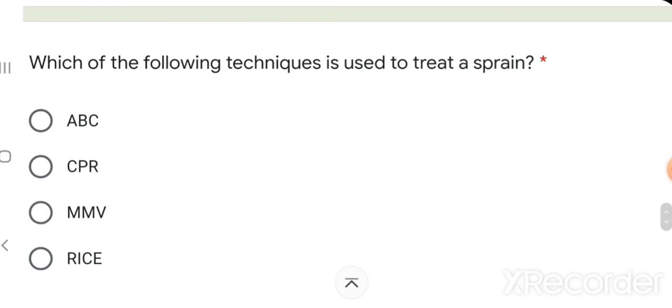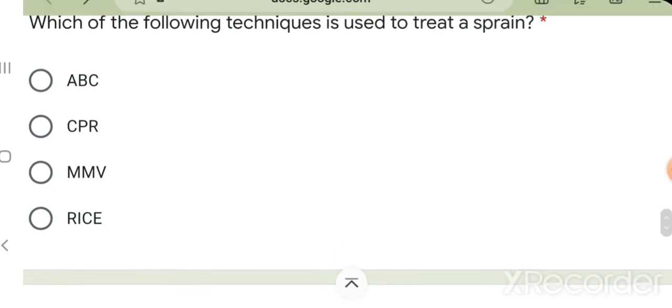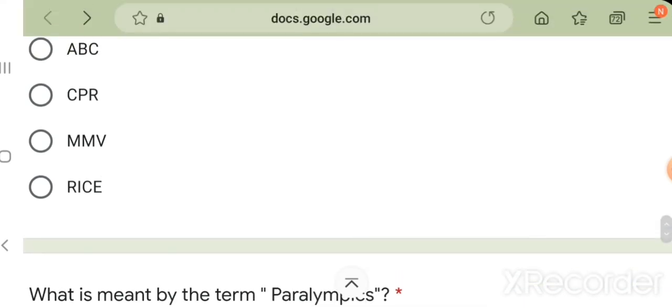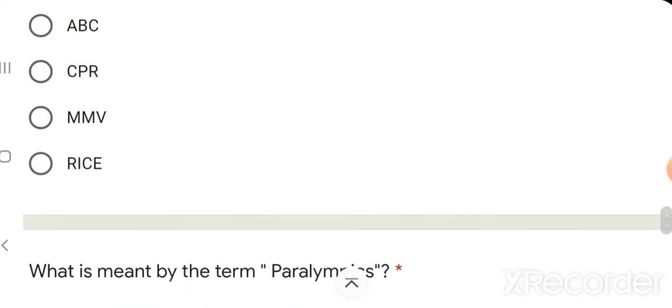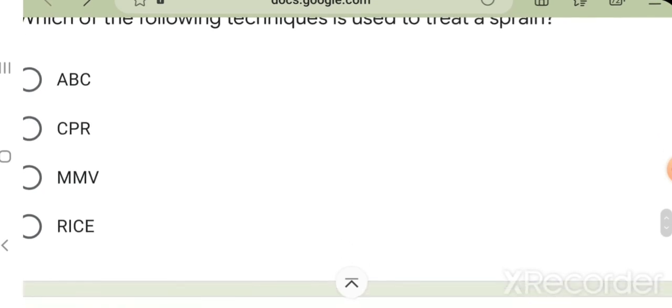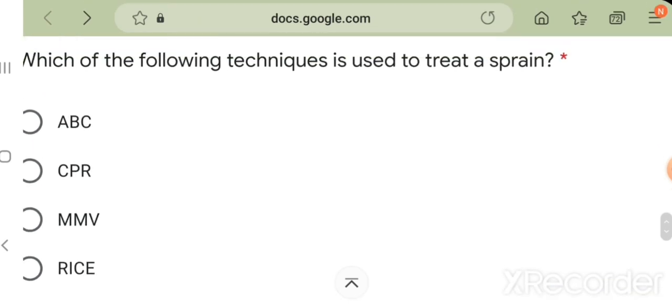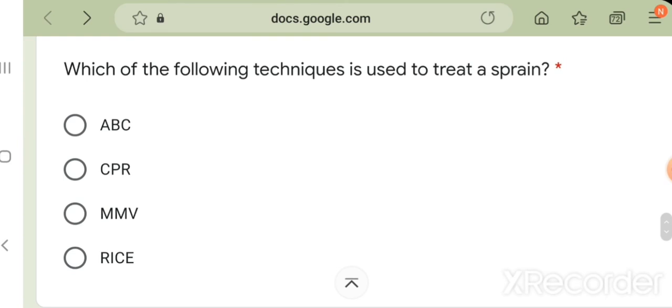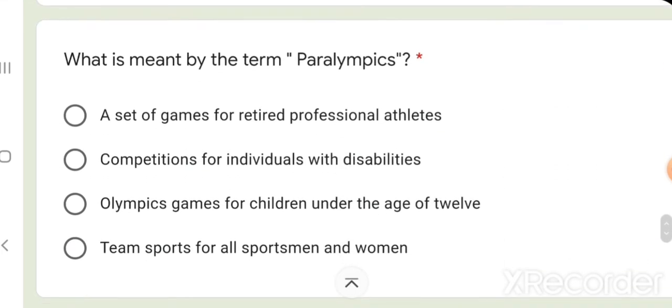Which of the following techniques is used to treat a sprain? Is it ABC, CPR, MMV, or RICE? The answer is RICE. So they're going to rest, ice, compress, and elevate.